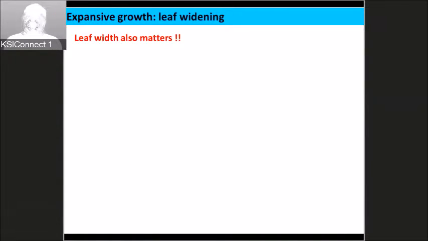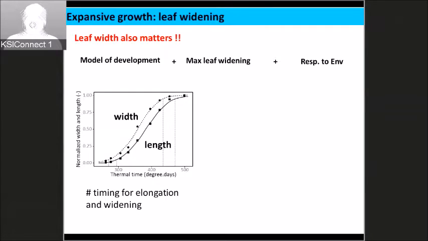I will go really rapidly on that, but we really often forget about leaf width. If you go to Google Scholar or Web of Knowledge, you will see that there are not a lot of papers about leaf width. It's something like 100 times fewer than for leaf expansion, leaf elongation. And we adopted the same strategy with a model of development, a model for the maximum leaf widening and the response to the environment.